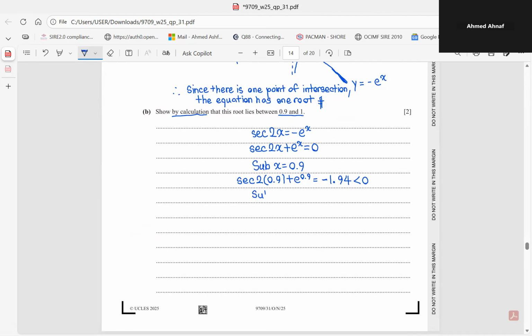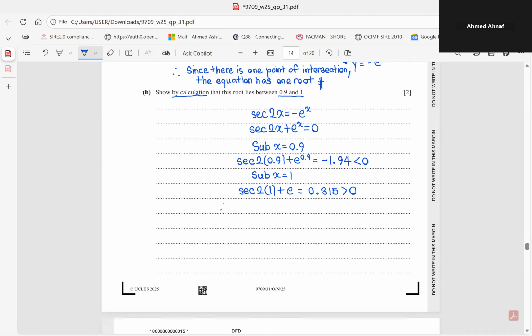Now we're going to substitute x equals 1. What I'm expecting here is a positive value, and then we can say since there's a sign change, the root definitely lies between 0.9 and 1. But let's not jinx ourselves. Okay, sorry, I got 0.315 to 3 significant figures, which is more than 0.